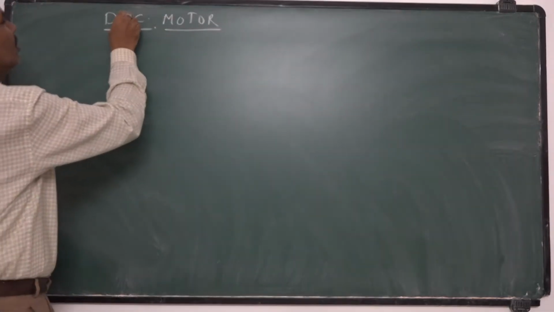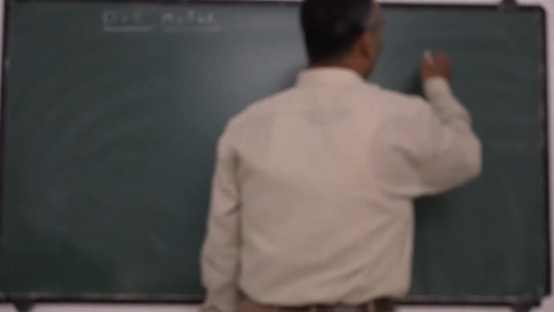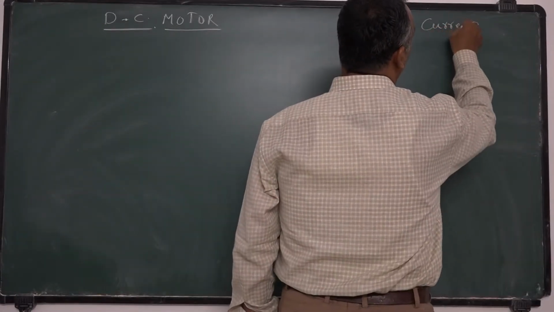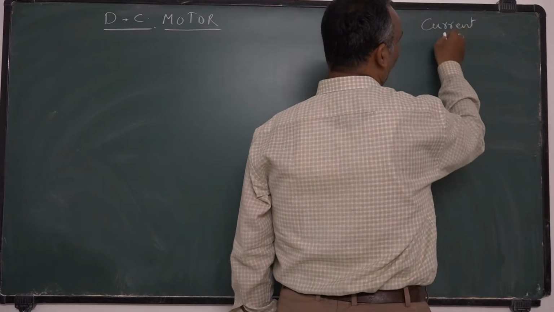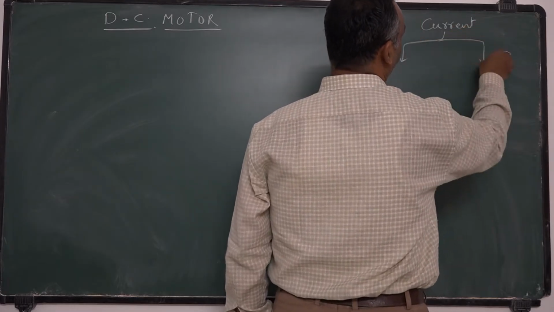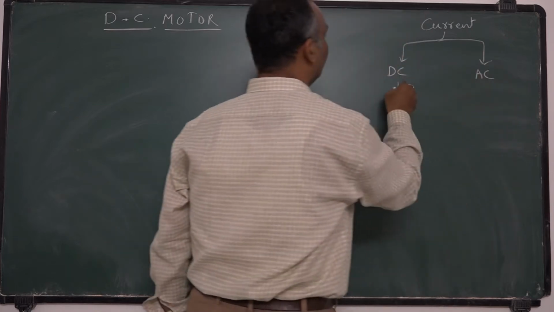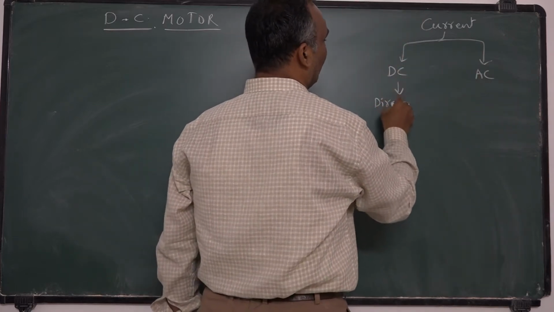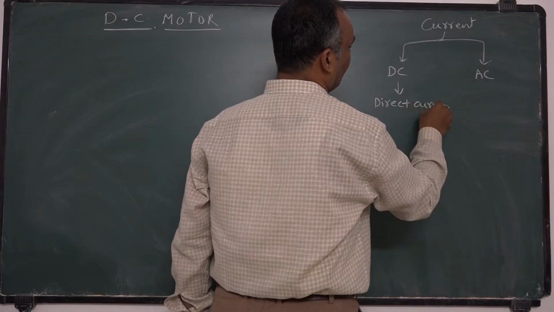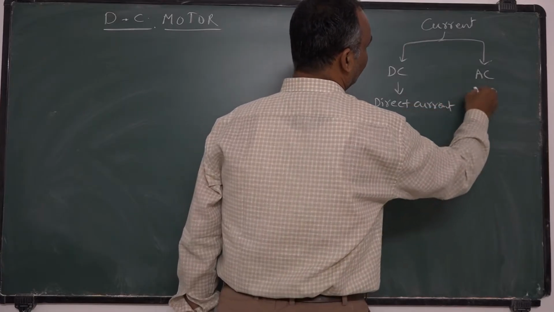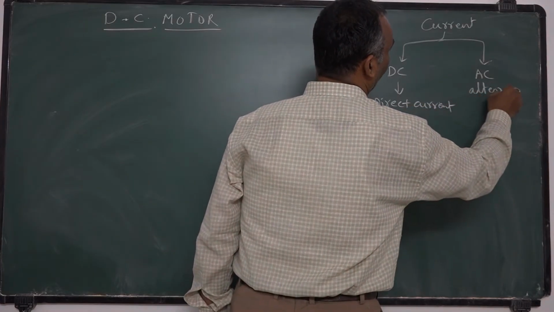DC means direct current. We have two types of current. Current means flow of electric charge. We divided current into two categories, DC and AC. DC means direct current. AC means alternating current.